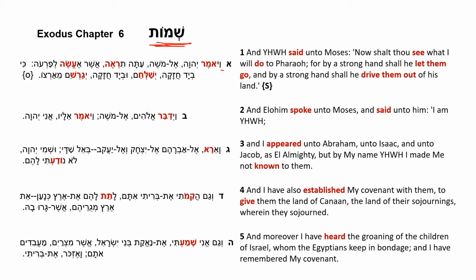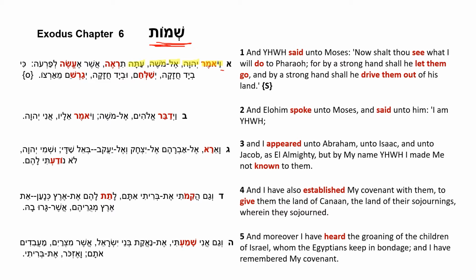I am going to use a highlighter so you can see this. So we have the Vav, which means and. Now we have Amar, which is our root word that means say. So we have and said Yahweh. El means to. Moshe. And said Yahweh to Moshe.